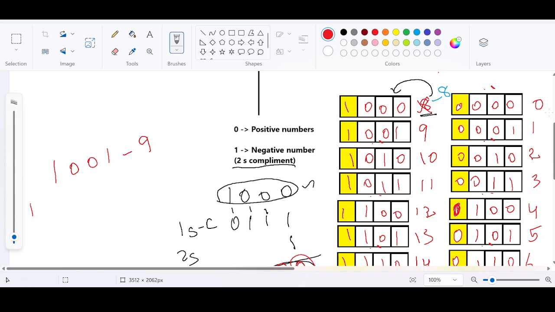Can you help me with that? 1's complement: 0, 1, 1, 0. Yes, good, 0, 1, 1, 0. To find the 2's complement, we are supposed to add a 1 to the 1's complement. You are just adding a 1. What is the number that you are going to get? 0, 1, 1, 1. Yes or no?